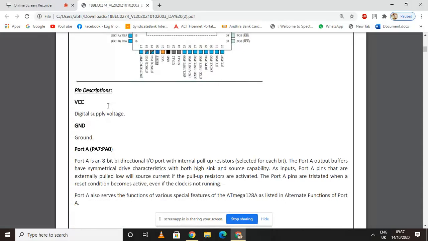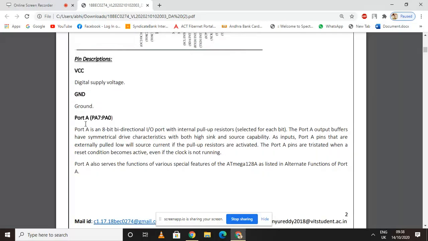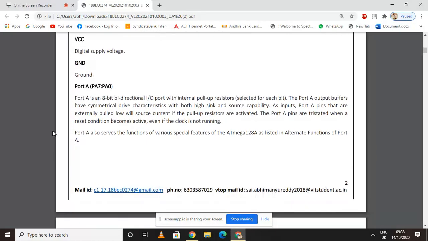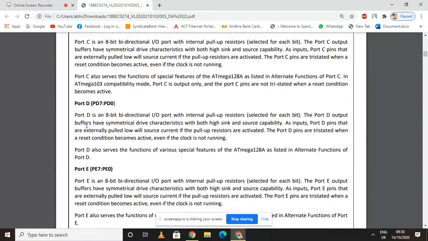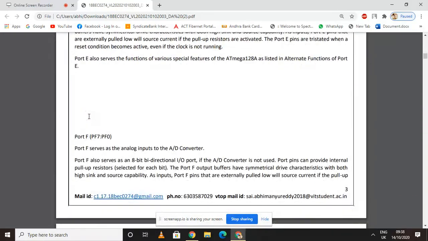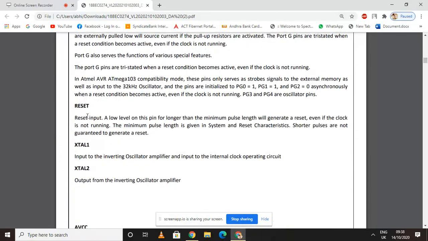So these are the pin descriptions. VCC represents the digital supply voltage. GND is ground. These are the various ports that are being numbered. Port A from PA7 to PA0 is an 8-bit bidirectional input-output port with internal pull-up resistors. In a similar way, there are many ports: port B, PB7 to PB0, port C, port D, port E, port F, port G, and there are also other things like a reset input.